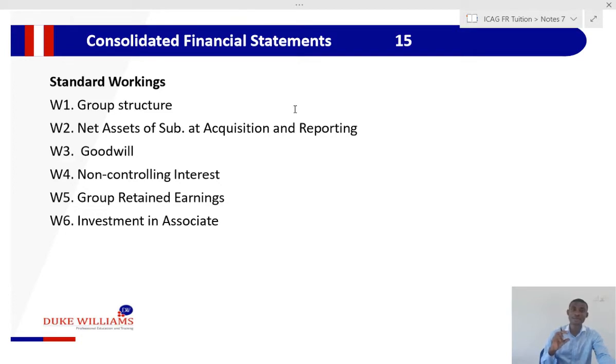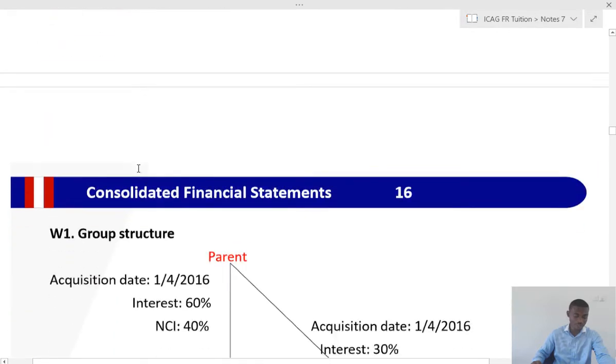What it means is that anytime we are consolidating a financial position, these workings are must do. And where we have an associate in the question, we must add the sixth working. So we have 5 basic standard workings plus a sixth one when we have an associate relationship. Now, where we have other adjustments, then we add up the necessary workings. But the basic ones for the consolidation are: group structure, net asset, goodwill, NCI, retained earnings, investment in associate. Now let's look at each of these workings in turn, starting with the group structure.